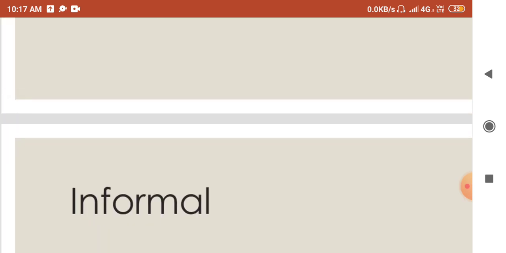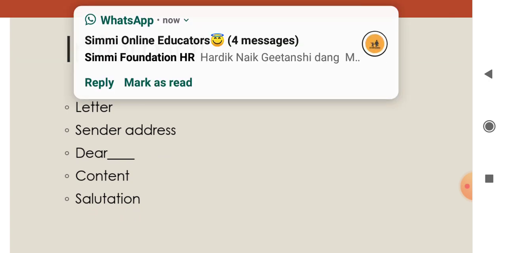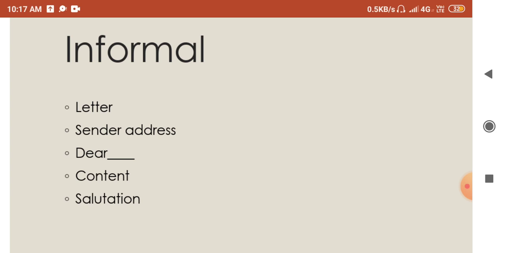Now, we will be discussing informal invitation. So, informal invitations are like informal kind of letters you are writing, right? You have to write sender address on the top left hand side. Then, after completing the sender address in two lines and leaving one line, on the fourth line you will write dear, that's a salutation, and you will write the name of the person you are writing the letter to.